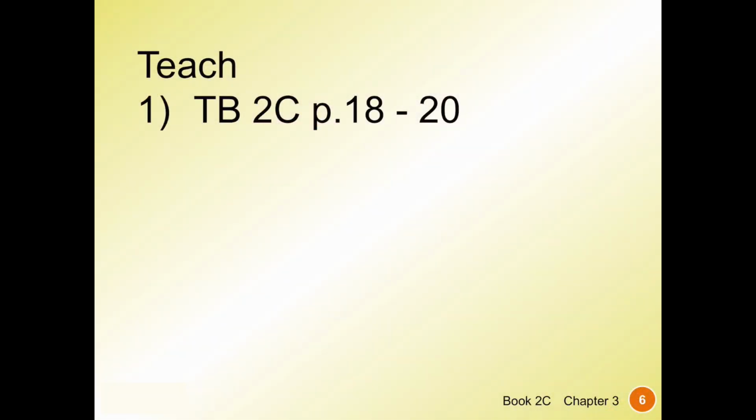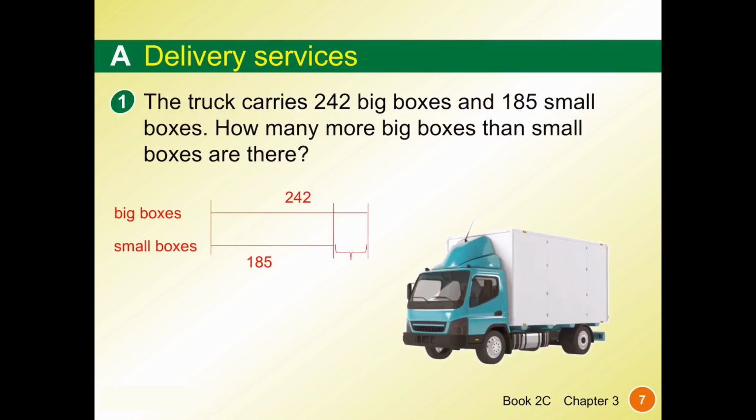I'll go over textbook 2C, page 18 to 20. For question number 1, the truck carries 242 big boxes and 185 small boxes. How many more big boxes than small boxes are there? I've drawn a diagram for you, so then it will be easier for you to understand.